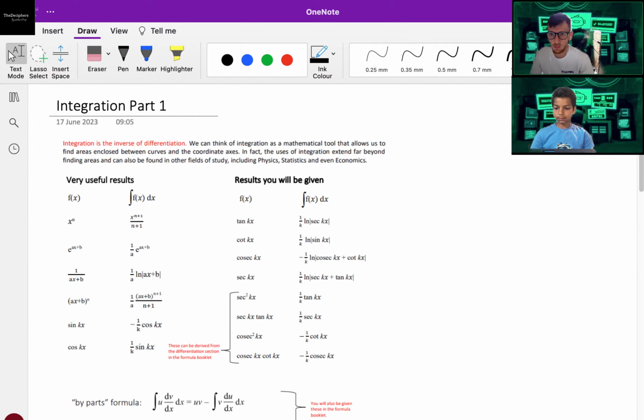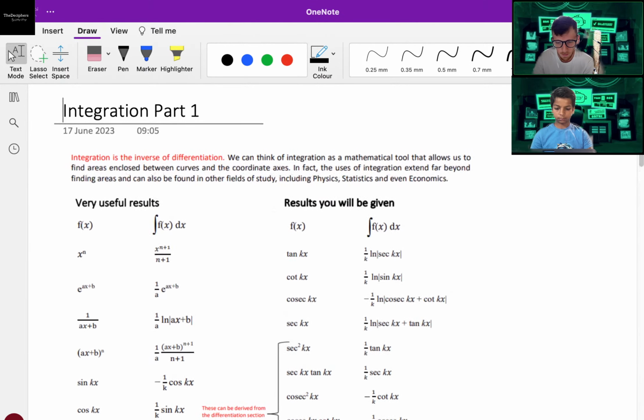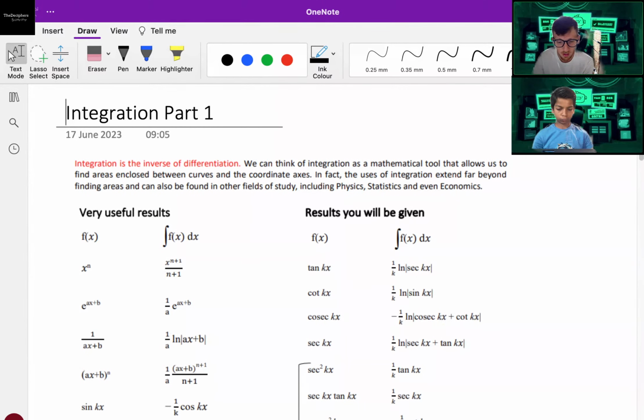So first of all, we'll say that integration is the inverse of differentiation, and we can think of integration as a mathematical tool that allows us to find areas enclosed between curves and coordinates. So that's what integration is used for. But there's lots of uses of integration, and it can be found in other fields of study such as physics, statistics, and economics. So if you're thinking of going on to university to study economics or physics, then you'll definitely be seeing lots of integration there as well.